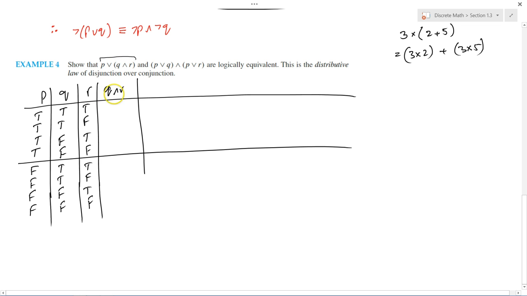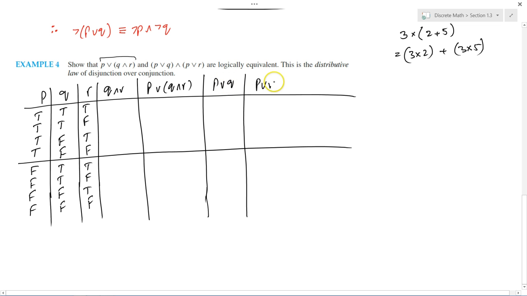Q and R. So we'll have a column for Q and R, and then we need to calculate for the whole. So we're going to have a column for P or (Q and R), and this would then cover the first statement. And for the second statement, we need to calculate P or Q, and we need to calculate P or R, and then we need to calculate for the whole thing. So we need to calculate for (P or Q) and (P or R). So let's do that.